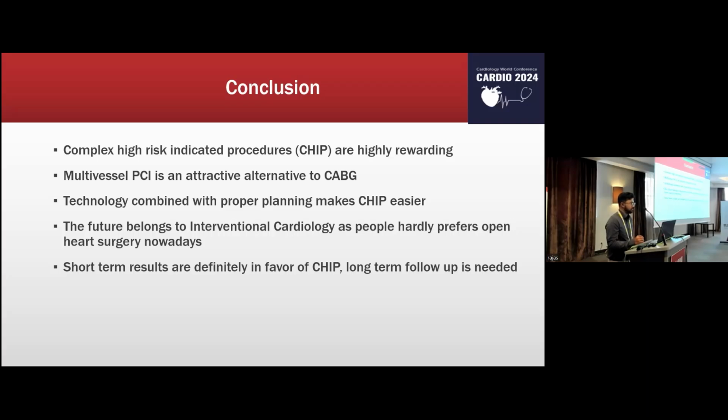We need more study for longer duration, how they are responding to our treatment.